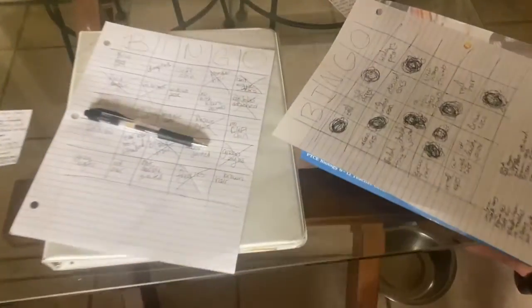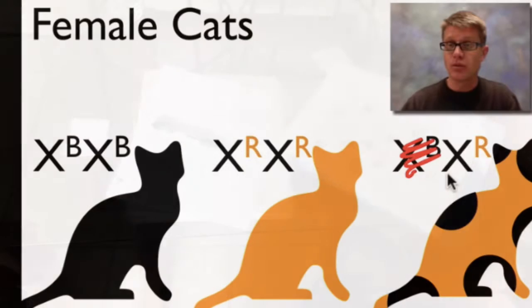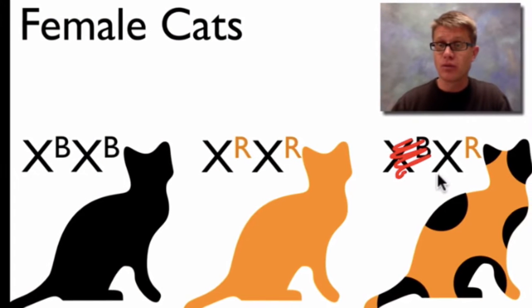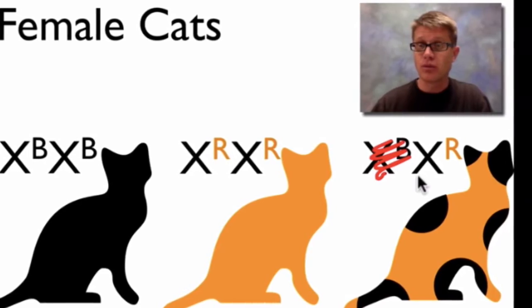There you go. The goal is to get 5 in a row, and we have a winner. Winner, winner, bingo dinner. Our next activity would be to watch this short video about calico cats.